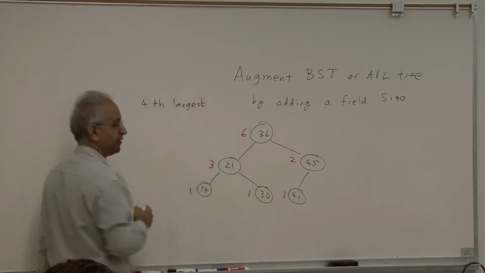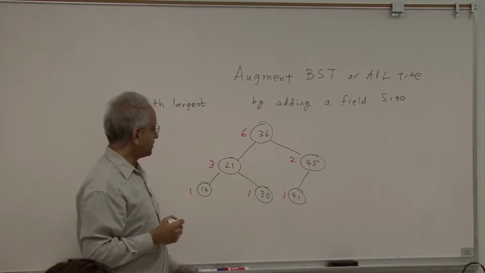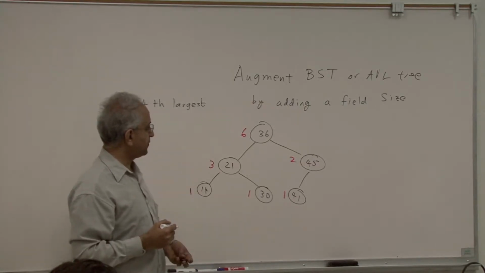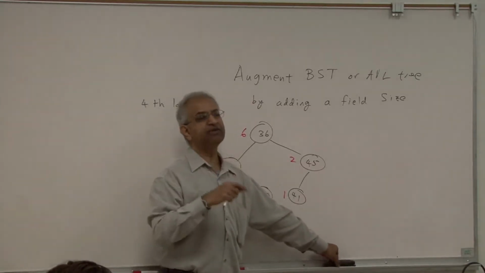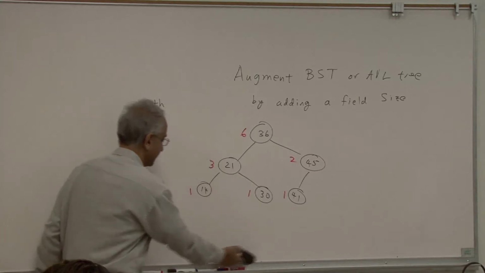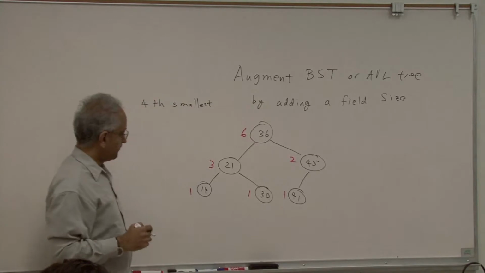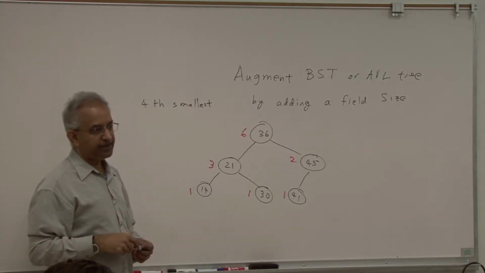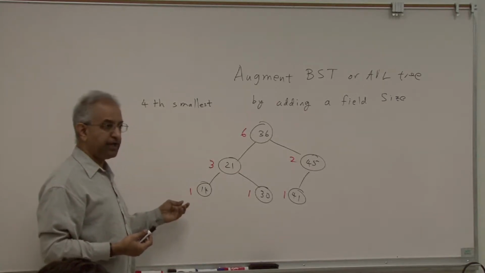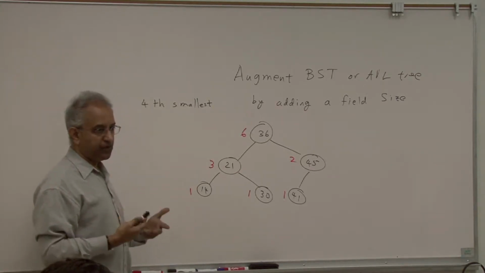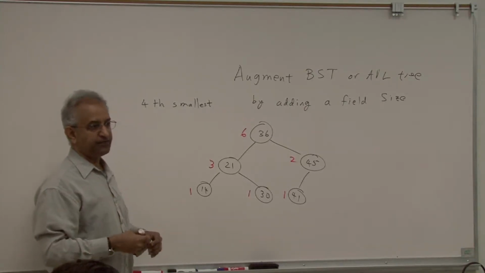Fourth largest, yeah. So for example, in this case, what is the fourth largest key? Let's talk in terms of the fourth smallest. That may be easier to think about. So what is the fourth smallest key? 36, right? What is the smallest key? 14. Second smallest? 21. Third smallest? 30. Fourth smallest? 36. Okay?